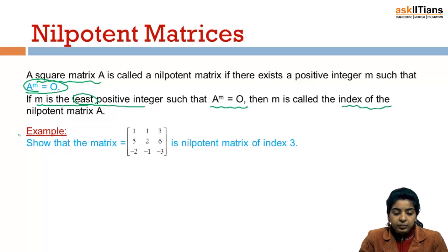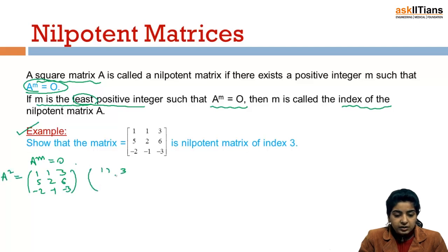Now we have an example in this context. Show that this matrix is a nilpotent matrix of index 3. So I need to find an integer m such that A raised to m comes out to be a zero matrix. I take my matrix A, which is [1, 1, 3; 5, 2, 6; minus 2, minus 1, minus 3], and first of all I find A square. I multiply it by itself. Let us see what we get.